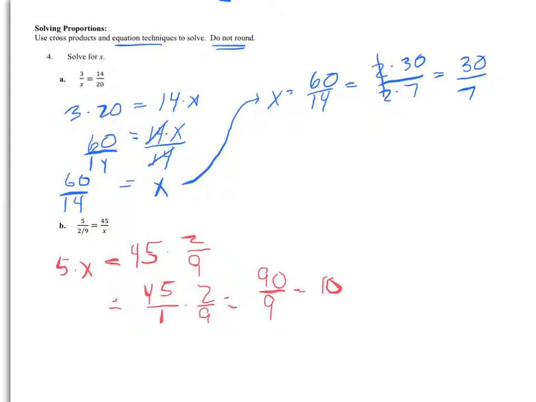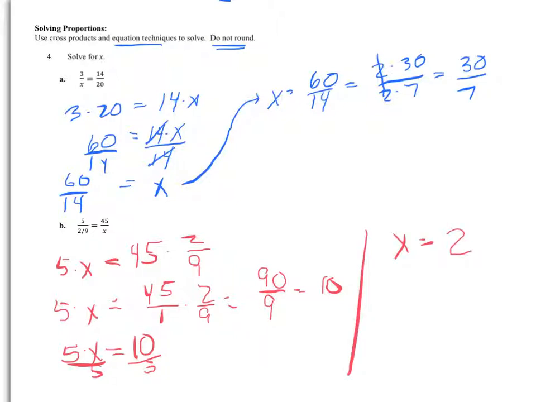So our equation really says 5 times x equals 10. And our equation techniques allow us to divide both sides of this equation by 5, and 10 divided by 5 leaves us with a value of 2. And that should also make sense, because if 5 times x is 10, well, 5 times 2 is equal to 10. So there's our solution to part B.